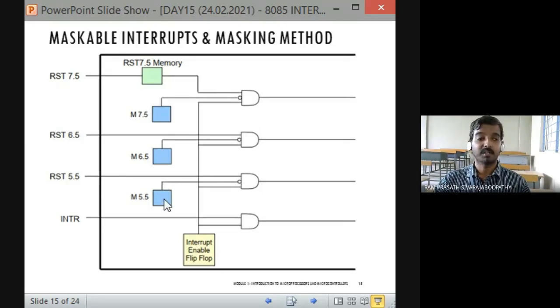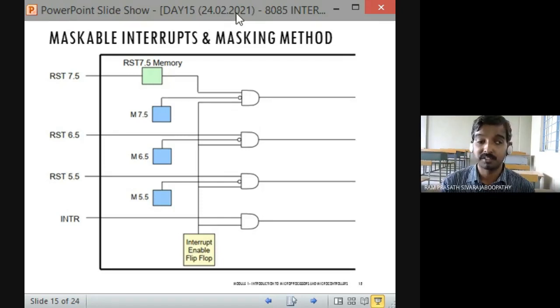Fine? Okay. Or else, even if we have made the mask bit 0, if the interrupt enable flip flop is 0, what will happen? All interrupts will get masked. Fine? So we have to know how these bits can be set or reset. How these particular mask bits can be set or reset, we will go with it. Fine?